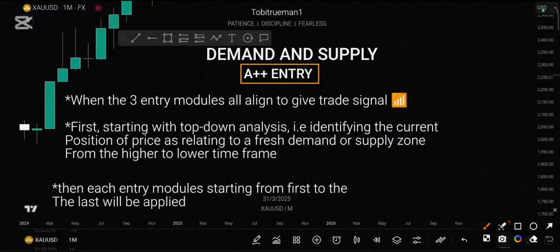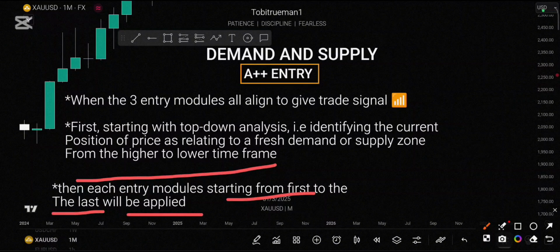And after we have identified the current position of price, whether it's at our demand zone or at our supply zone, on the monthly time frame, that's our higher time frame, then each entry module, starting from first to the last, will be applied. So we can now begin to apply our entry modules: direct entry with or without indicator, then the second one, change of character, then the third one, continuation or confirmation entry module.